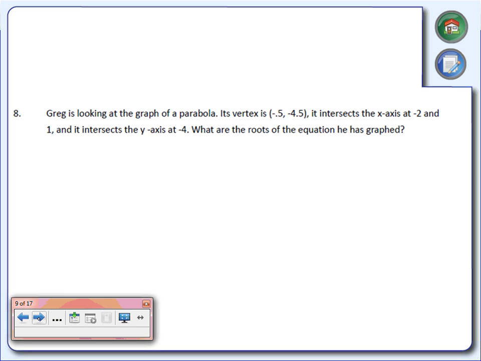-2 and +1. Remember, the roots and the x-intercepts are the same thing. So when they say what are the roots, they're also asking you what are the x-intercepts.